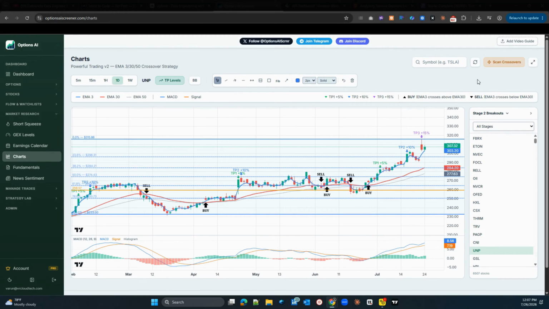We can also perform a scan of crossroads. This feature is particularly valuable as it indicates which stocks are in a bullish trend and their potential for upward movement. Currently, we are analyzing data from the last 7 days.